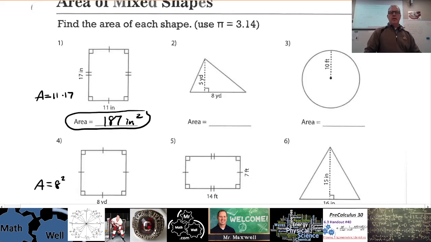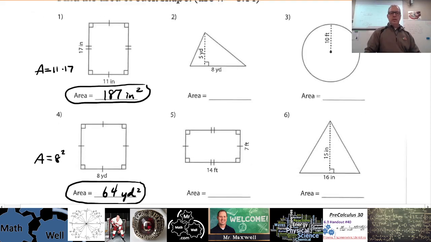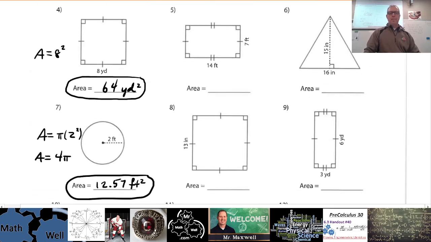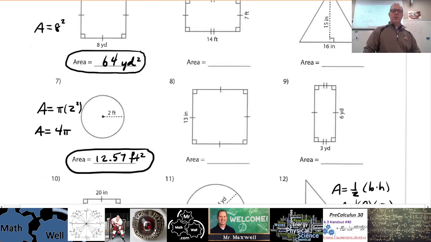So page 2, some selected answers. Number 1, 11 times 17 is 187 square inches. Number 4, the area of this square would be just 8 squared, which is 64 yards squared. Number 7, this is a circle question, so it's pi r squared. So that's 4, which is the square of 2, 4 pi. In decimal form, that would be 12.57. Please round this correctly. This is 6, I believe. So that's 6 because there's a 6 behind it on your calculator screen. Should go up to 7.